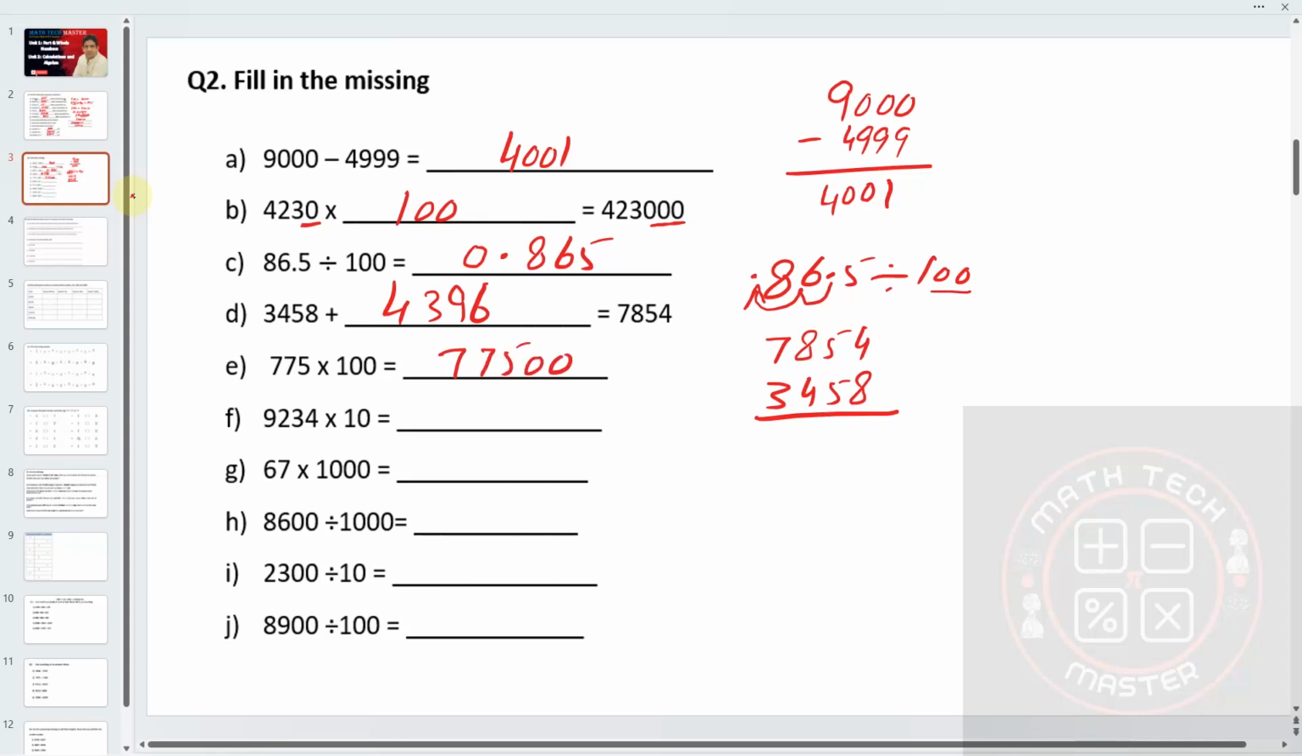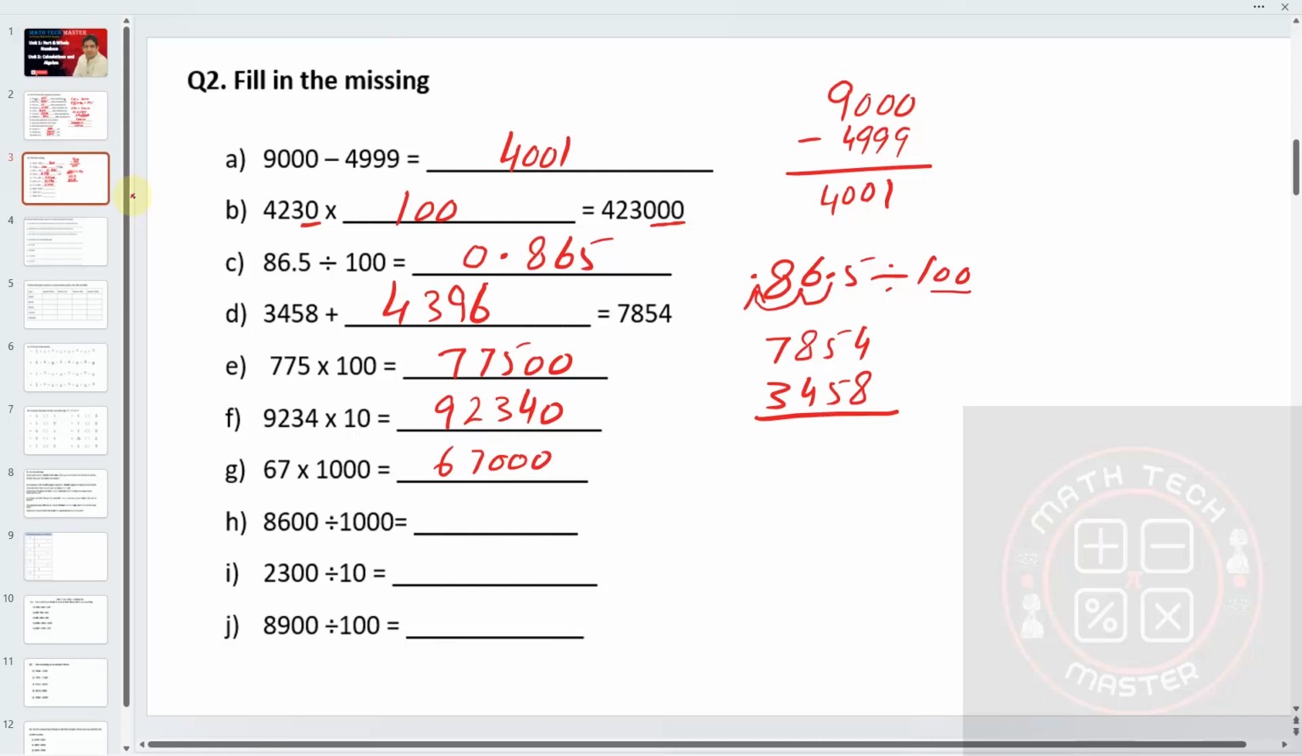The next question, multiplying by 100, we will simply add two zeros after the number. We know that whenever we multiply a number by 10, 100 or 1000, and if the number is a whole number, we simply add the number of zeros after the number we are multiplying with. So in the case of 10 we will add 1 zero, and in the case of 1000 we will add 3 zeros at the right side of the number.